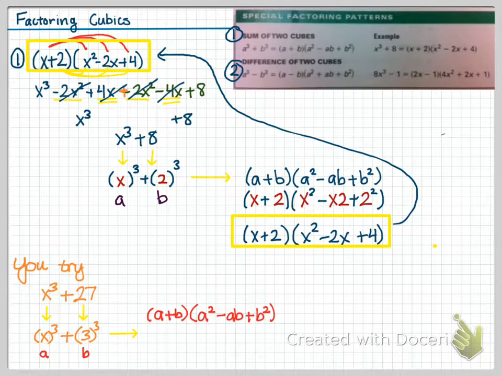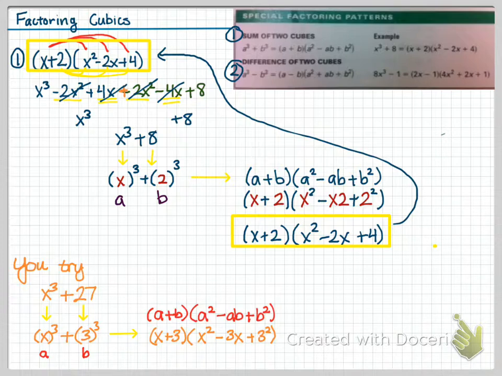Bam. Let's take our formula, which you'll just have to memorize. That's our formula. And then plug in x and 3 wherever we need to. So instead of a plus b, you put x plus 3. And now instead of a squared minus ab plus b squared, instead of a squared, we put x squared. Instead of minus ab, we put minus 3x. Instead of b squared, we put 3 squared. And bam, that's our answer. You should take that 3 squared and change it to 9, and that will be your final answer.